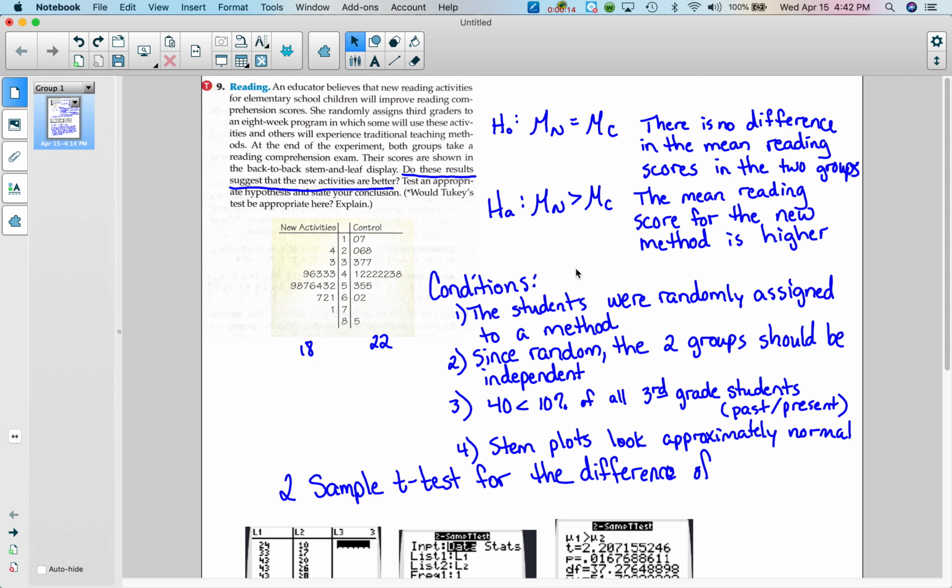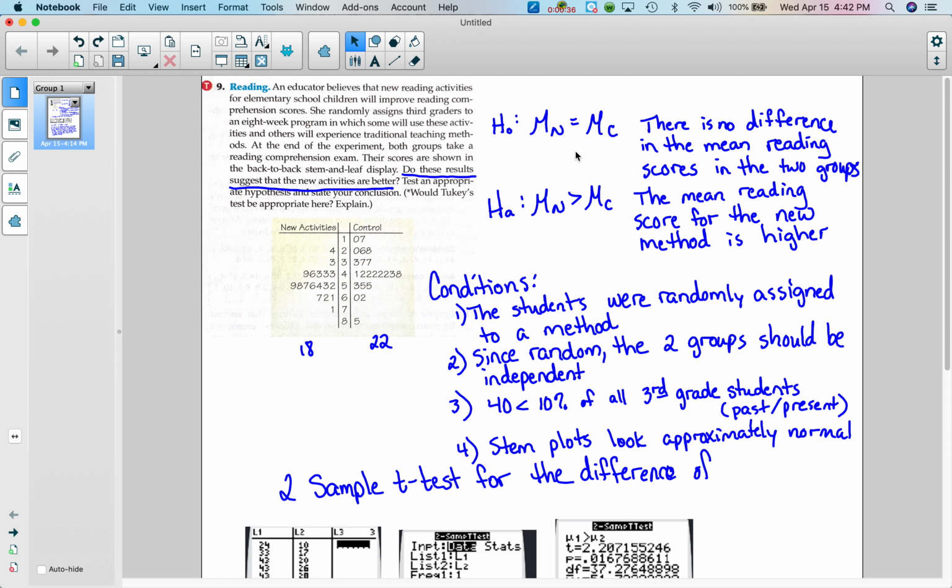So this is the one where they are testing a new reading method against a traditional reading method, and we need to decide, do these results suggest that the new activities are better? Test appropriate hypotheses and state your conclusion. You do not have to worry about Tukey's test. That's not something that we need to know.